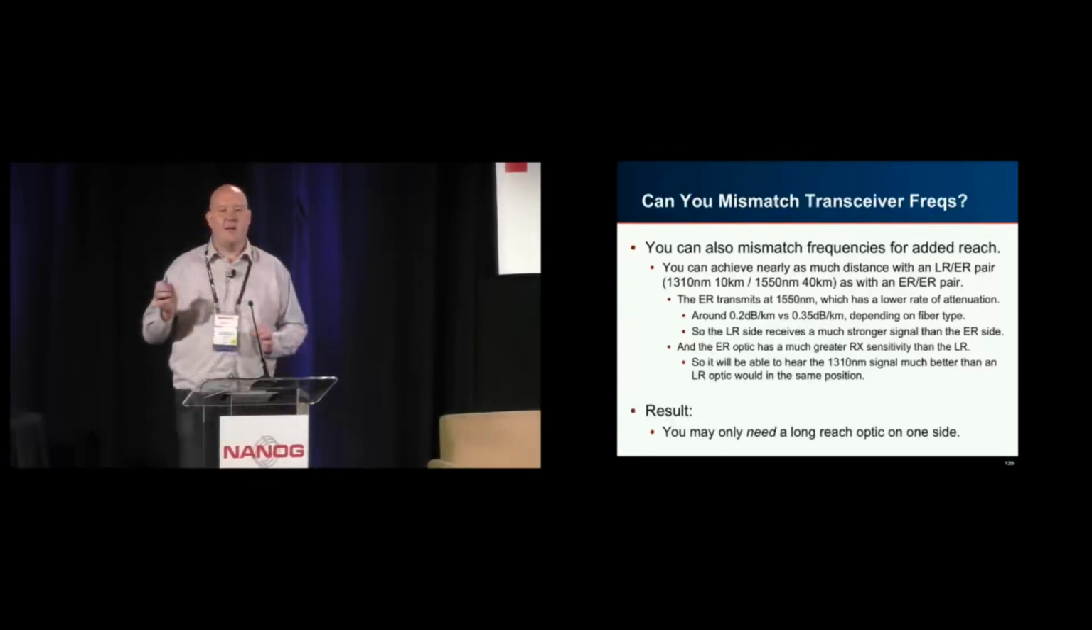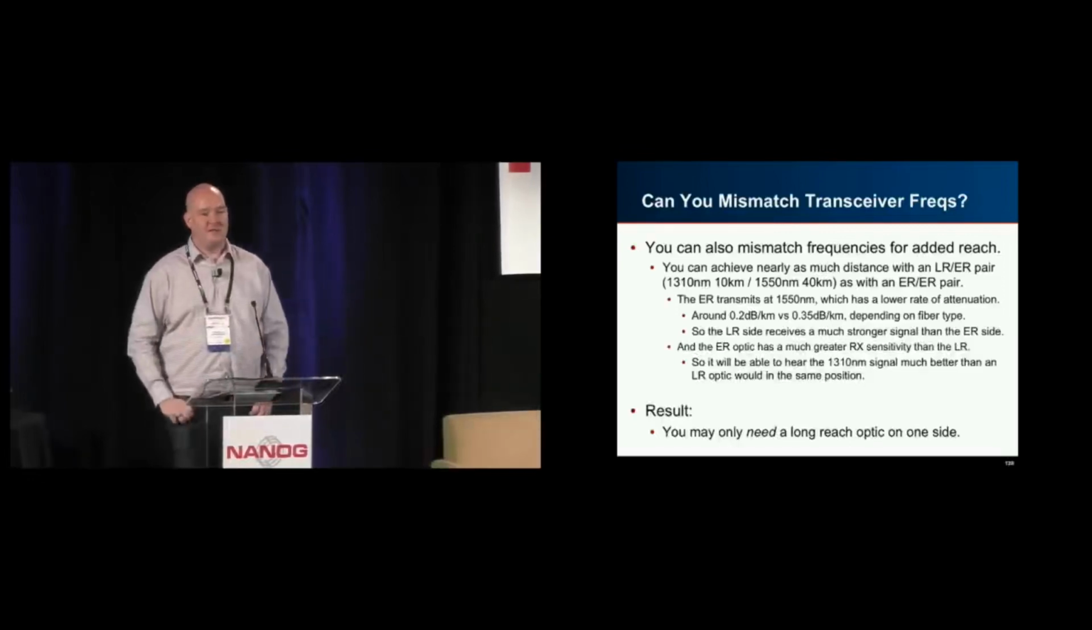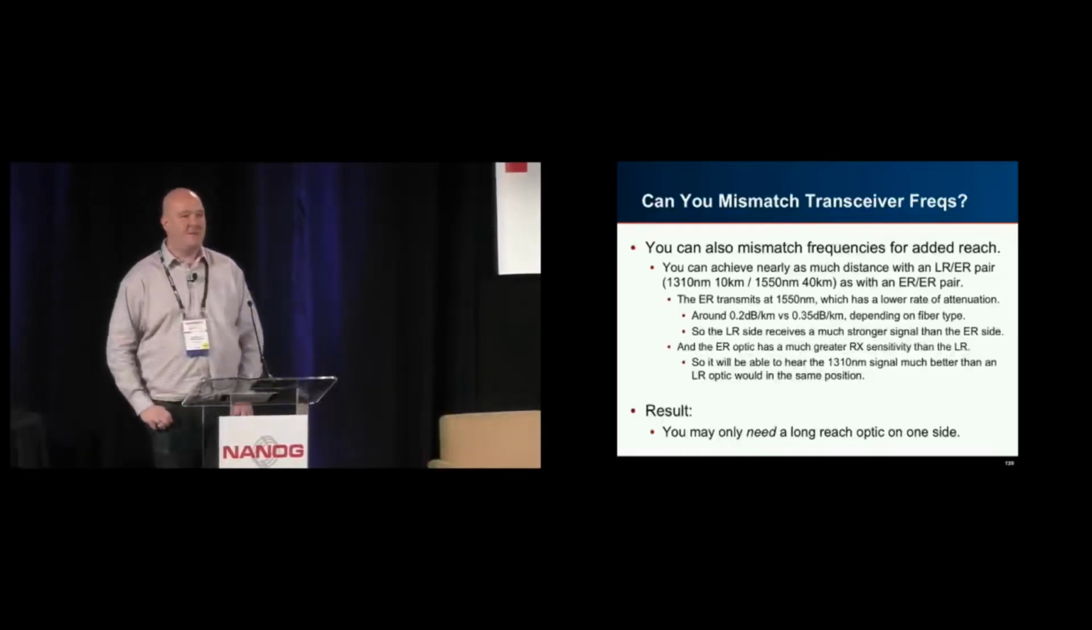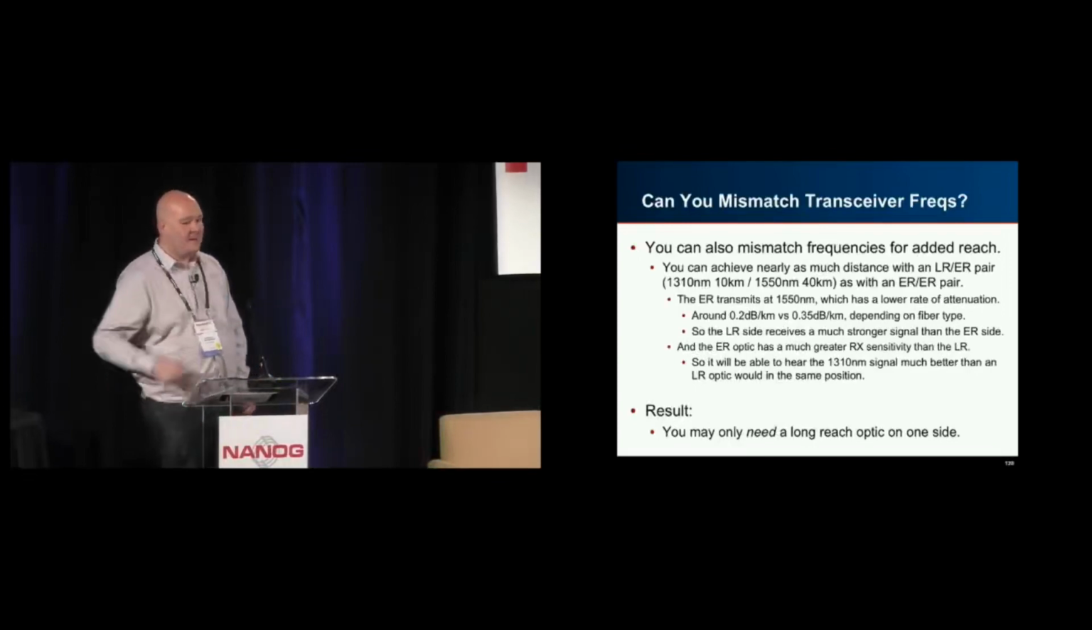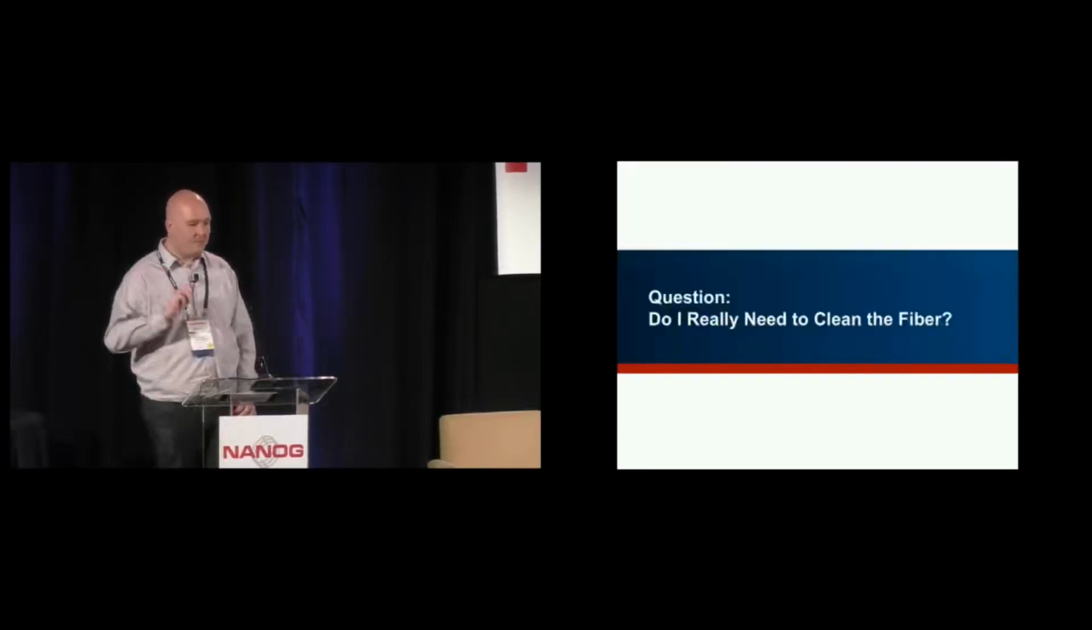The ER is also going to have a more sensitive receiver, so it's going to be able to detect that LR signal further. So you could probably very easily get 30 kilometers out of a mismatched 10-kilometer and 40-kilometer optic just by using these properties. And so you might only need to have the optic on one side to make it work.